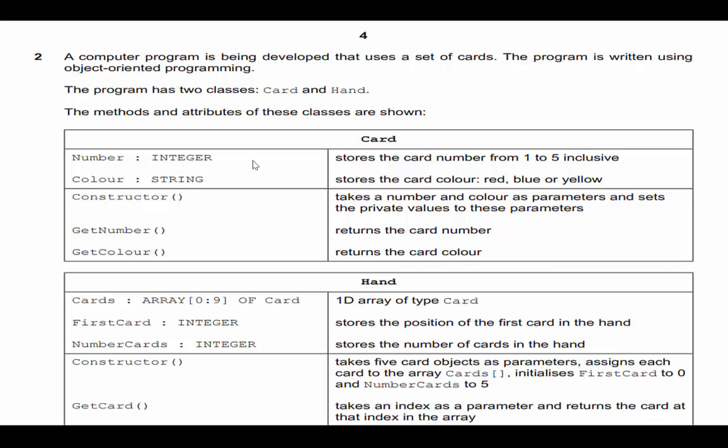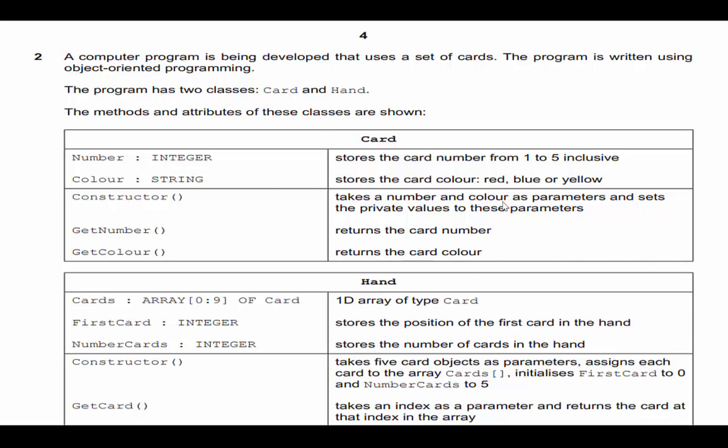We have the constructor, which is going to construct the object. Notice it takes number and color as parameters. It's very important we know what the constructor is doing, because that is how we're going to get full points for the constructor. We have two get methods, get number, get color.